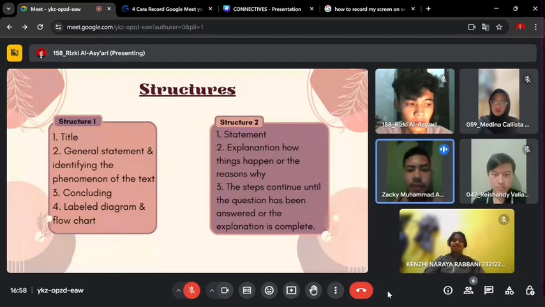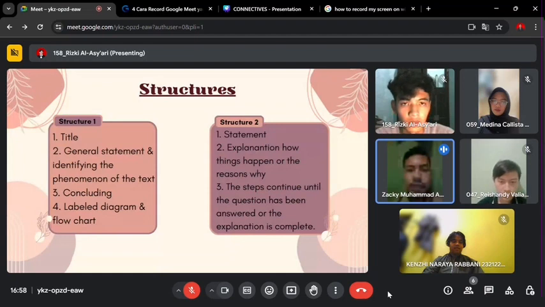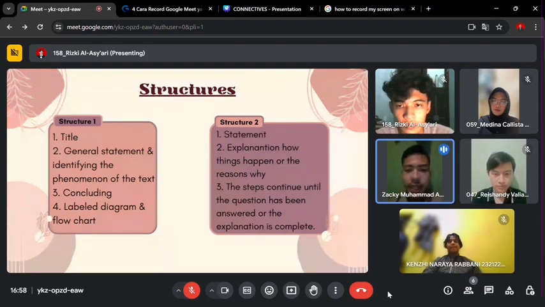Next, structure 2 consists of the first, a statement. An explanation text usually starts with a statement that introduces the subject or topic to the reader. For example, many plants, including sunflowers, daisies, and tulips, follow the sun's movement throughout the day.